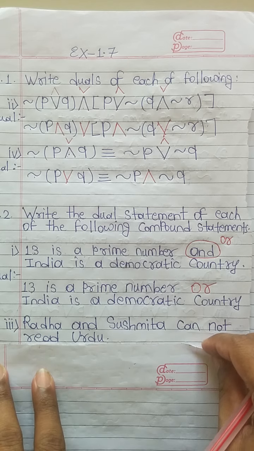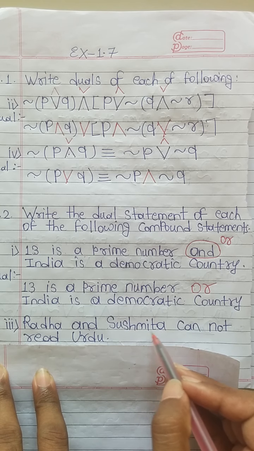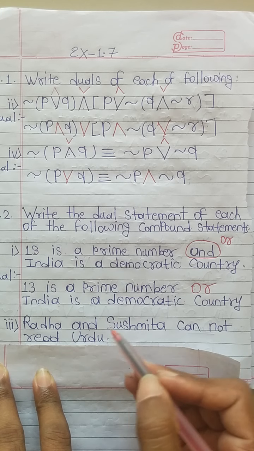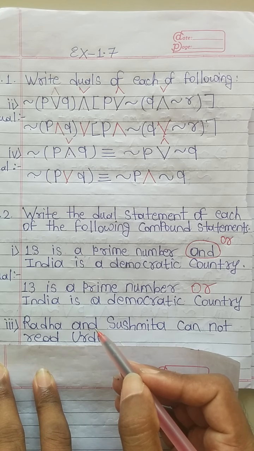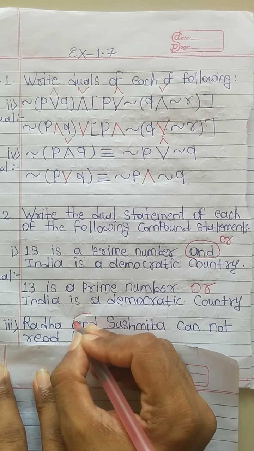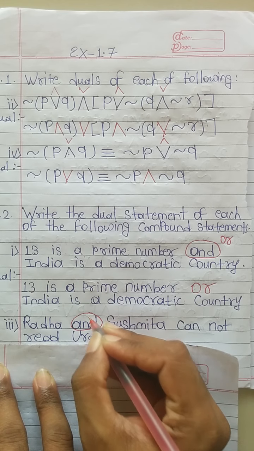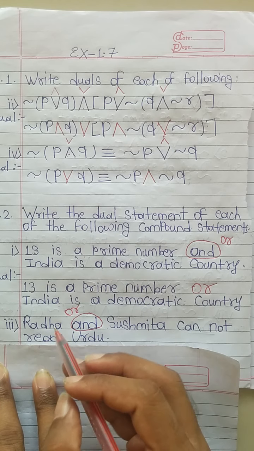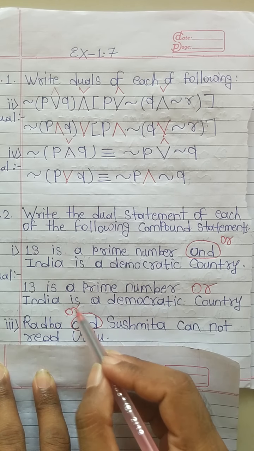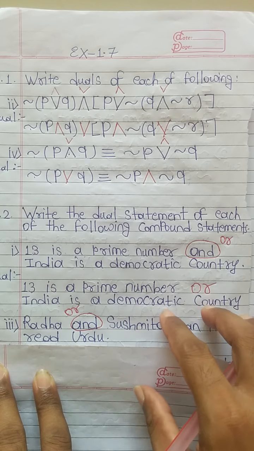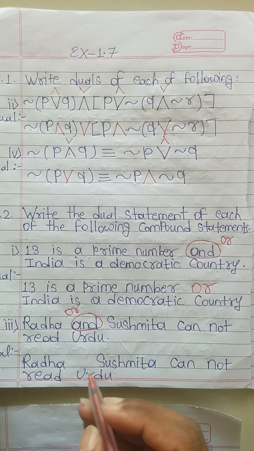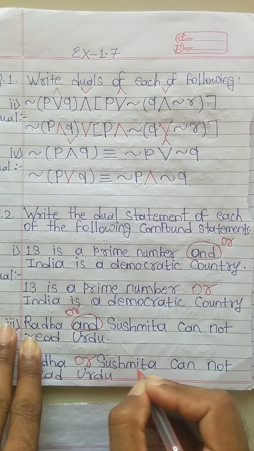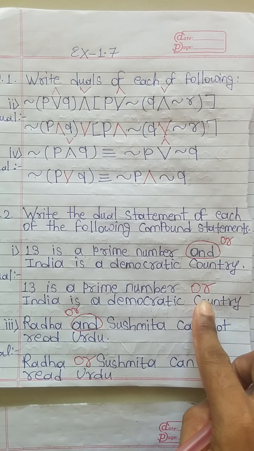Now the second question: Radha and Sushmita cannot read Urdu. It is very simple for you. Just replace "and" by "or". That's it. Okay. Then the dual of this sentence is: Radha or Sushmita cannot read Urdu. Okay.